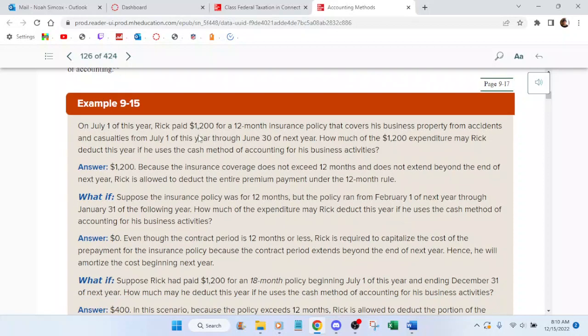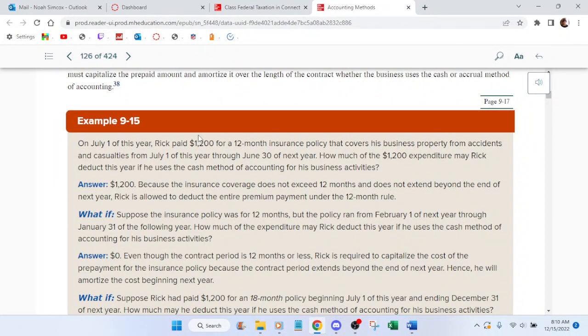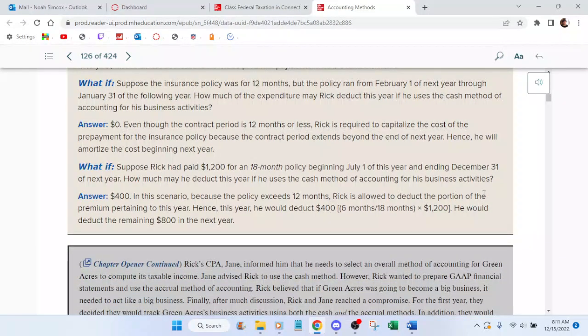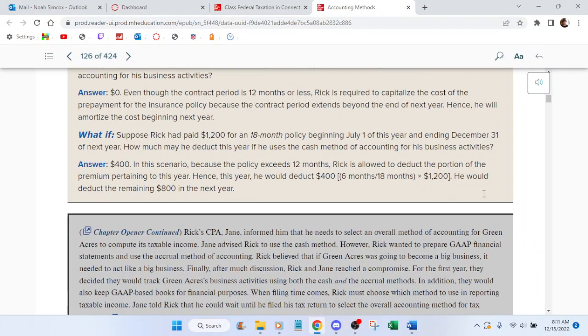Suppose that he had paid $1,200 for an 18-month policy. That's obviously more than 12 months, so you have to amortize. It begins on July 1st of this year and ends on December 31st of next year. So you can deduct only 6 out of 18 months. That would be 1/3 of it, which is $400. Yep, that's pretty straightforward.